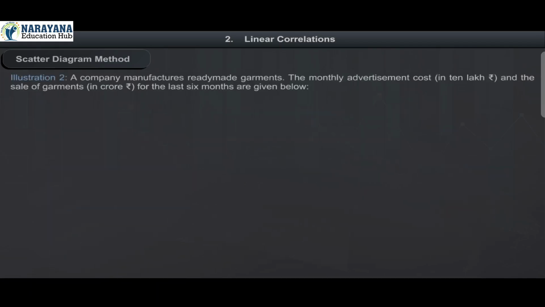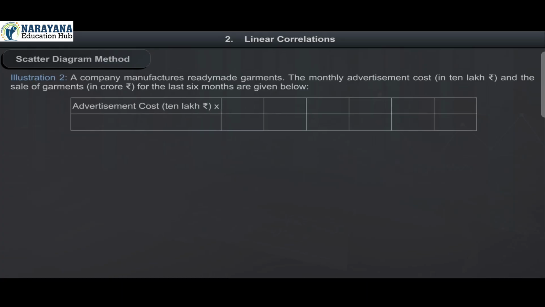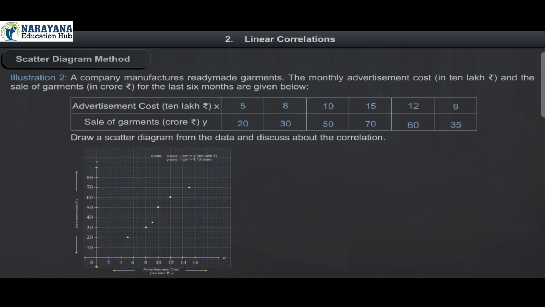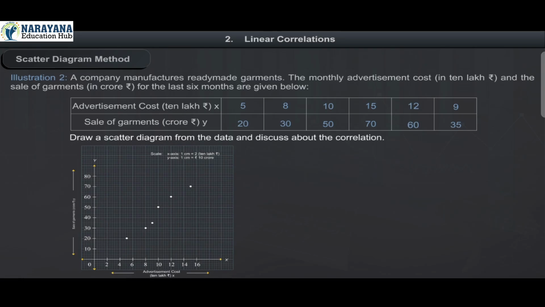Illustration 2. A company manufactures ready-made garments. The monthly advertisement cost in 10 lakh rupees and the sale of garments in crore rupees for the last 6 months are given below. Advertisement cost in 10 lakh rupees X, sale of garments in crore rupees Y: 5, 20, 8, 30, 10, 50, 15, 70, 12, 60, 9, 35. Draw a scatter diagram from the data and discuss the correlation.